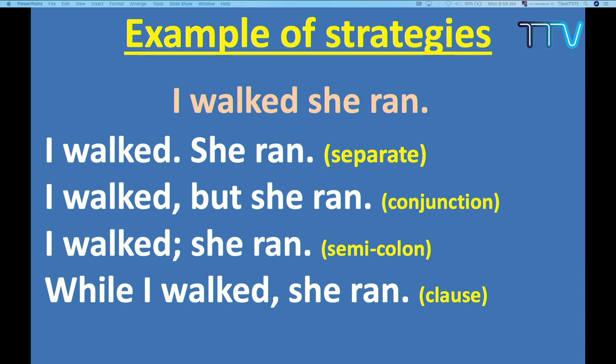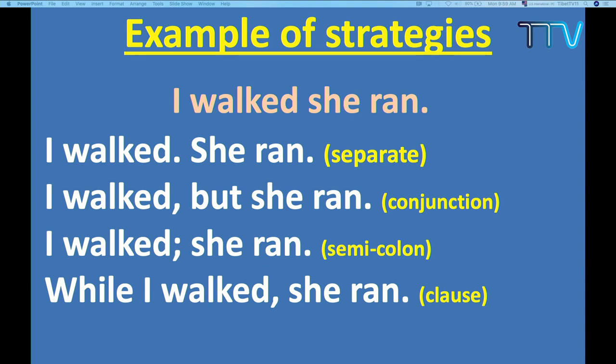First one, you separate. I walked, full stop, she ran. So, that's the correction. And the second one, you can use a conjunction. There are so many conjunctions. When I say conjunction, here we are just talking about the simple conjunction. You remember FANBOYS, F-A-N-B-O-Y-S, the conjunctions. So what is the conjunction here? We have the conjunction but. So that is the word which joins two sentences.